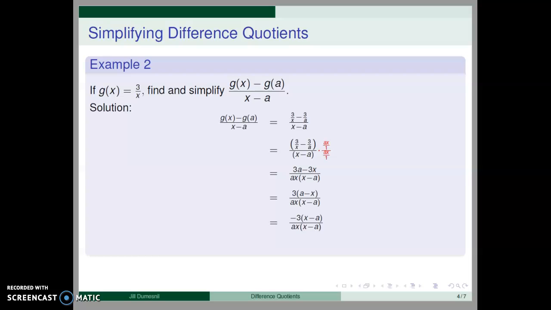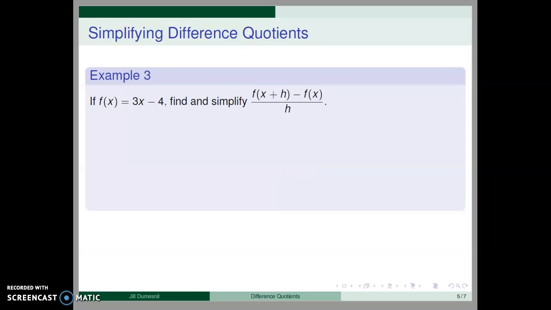The variable is typically x, and the letter a often represents a constant. The distinction between variables and unknown constants called parameters is a topic for another day. Finally, we can cancel the x minus a and get -3 over ax.